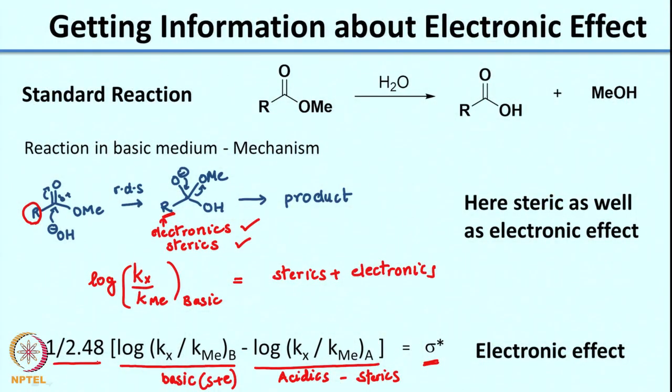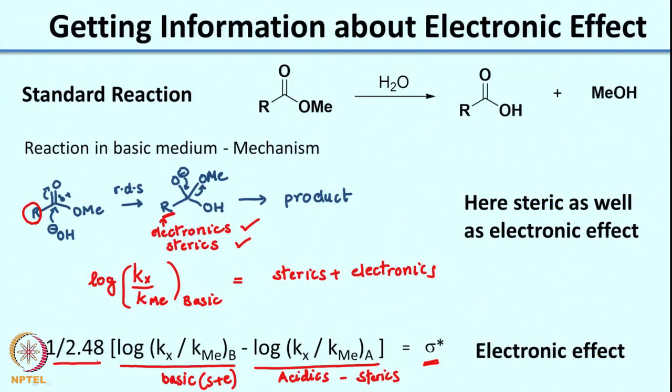So which is why the value is divided by 2.48 to give you sigma star, so that you can put all these values in a single table, the sigma, sigma plus, sigma minus, and now the sigma star. Alright, so again I will give you a summary before we move on to see how we can use this for any reaction.